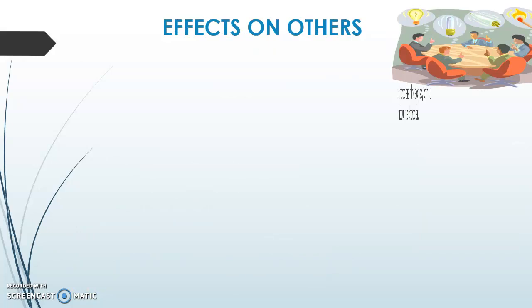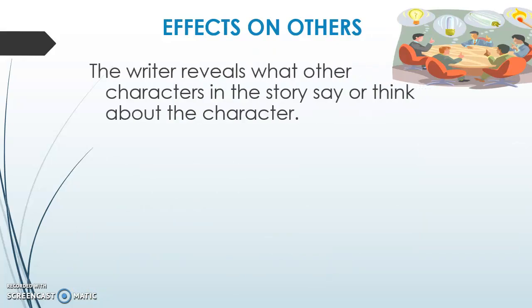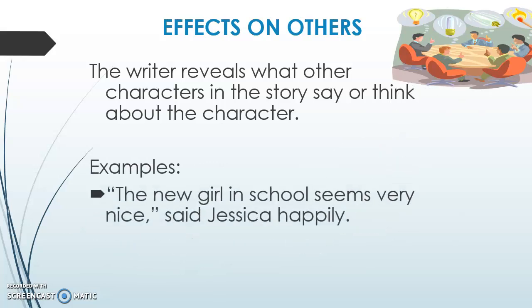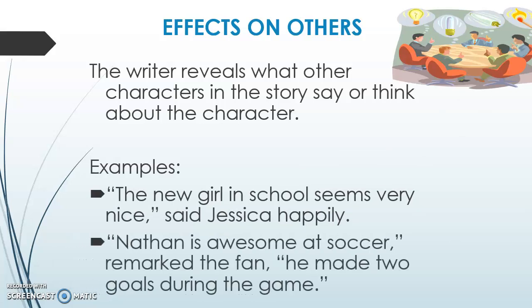Effects on others. So the writer reveals what characters in the story say or think about the characters. How do they make the other characters feel? "The new girl in school seems very nice," said Jessica happily. "Nathan is awesome at soccer," remarked the fan. "He made 2 goals during the games." Well, how do Nathan and the new girl make the other people feel? Right.